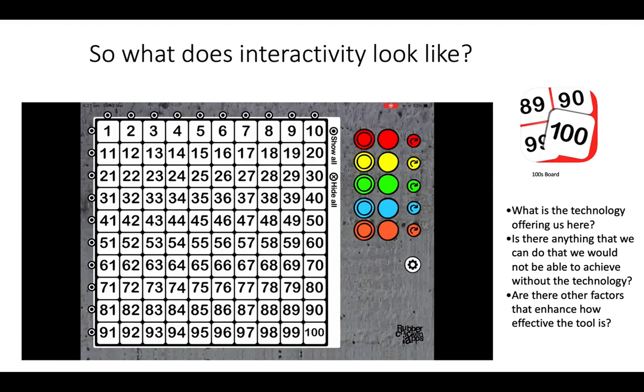So what does interactivity look like? I think that we've probably had a look at these videos before, but we'll just have another quick look at them. And I want you to think about, what is the technology offering us here? Is there anything that we can do that would not be able to be achieved without the technology? And are there other factors that enhance how effective the tool is?